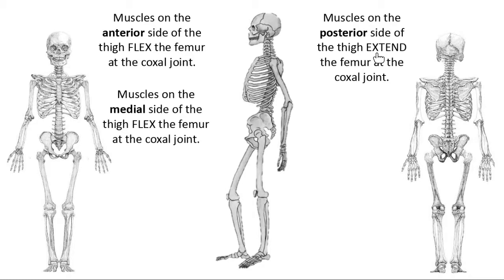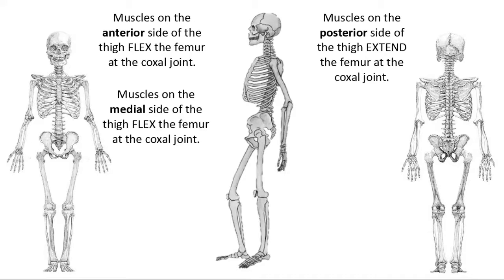In the chat, help me out. What does flex mean? Yeah, so our technical description of what flexing means is that we're making the angle smaller between two parts of the body. In extension, we make the angle bigger between two things.